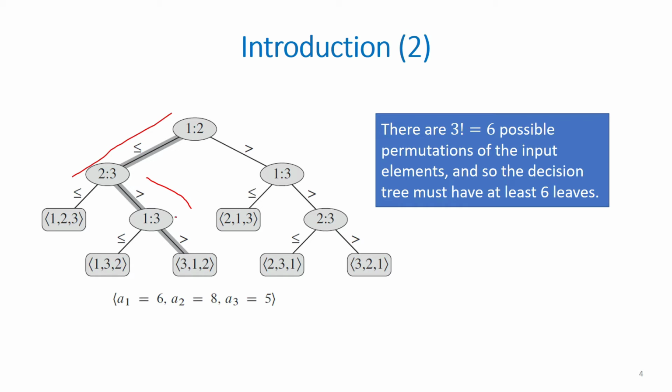In this example, we have A1 equal to 6, A2 equal to 8, and A3 equal to 5. The root 1:2 basically means that we perform the test A1 less than or equal to A2. So 1 and 2 are the indexes of the elements. If true, then branch to the left, else branch to the right. Comparing all the three elements leads us to the highlighted path, which sorts the elements as A3, A1, and then A2.